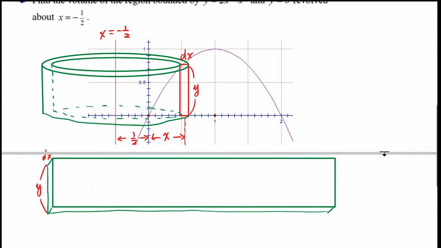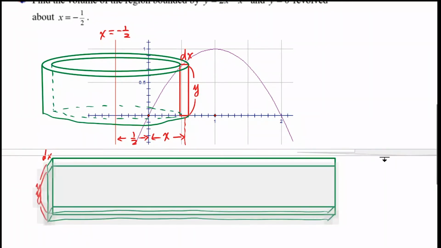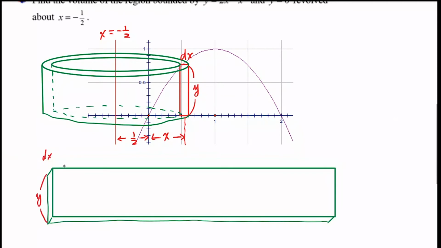2 pi r. Oh, 2 pi r, eh? Why is it 2 pi r? Because that's the circumference of the cylinder, isn't it? So this side is 2 pi, I'll just say r for now. And what is my r? R happens to be the rotational radius, which is x plus 1/2, eh? Y'all with me?